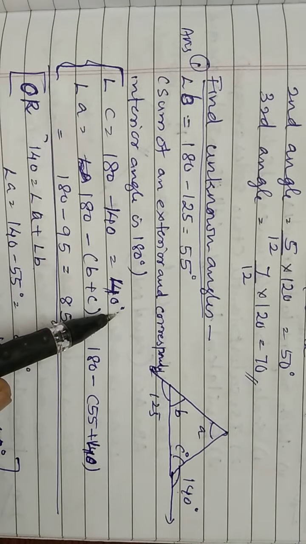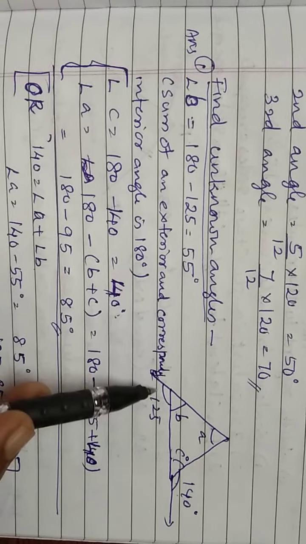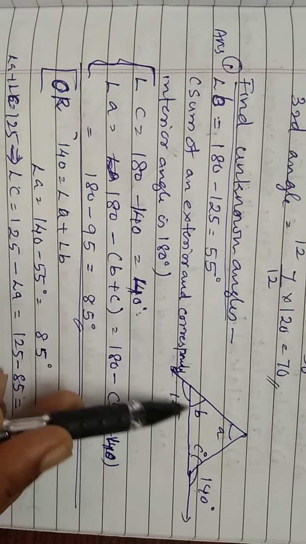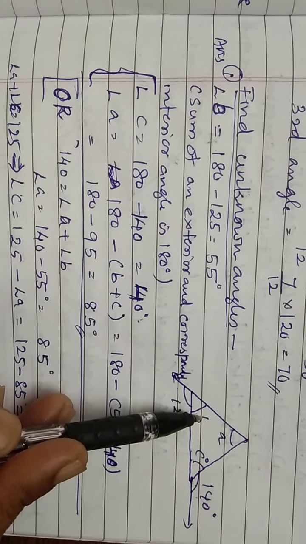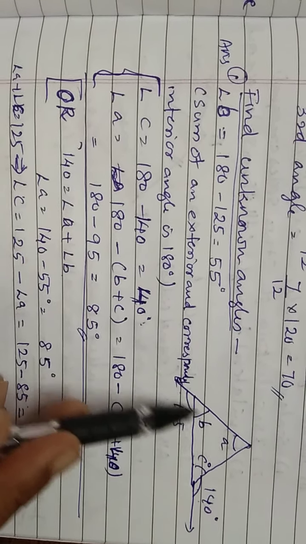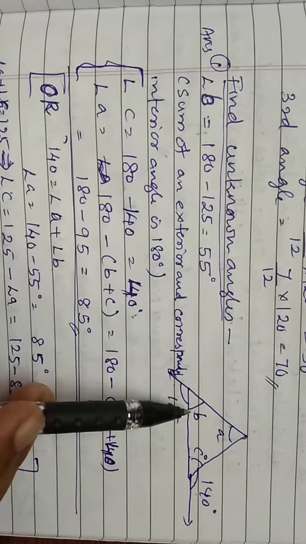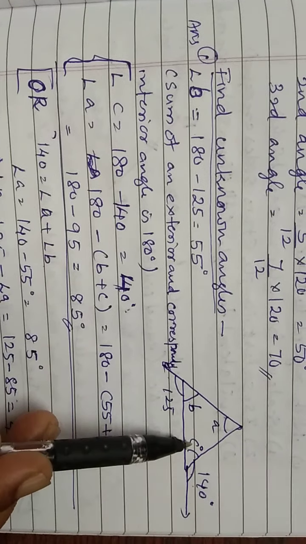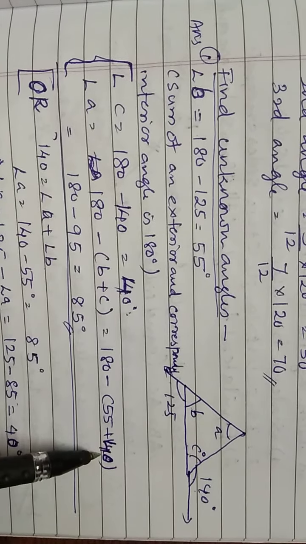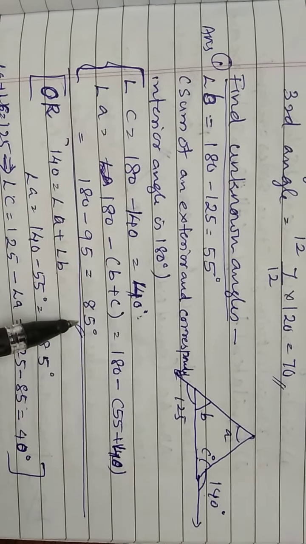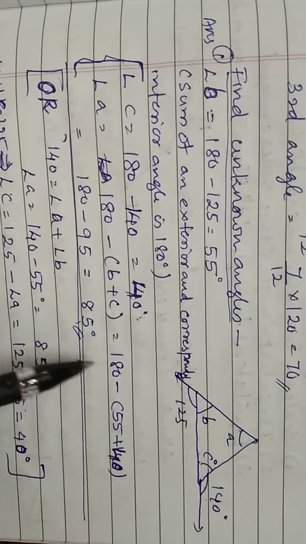Now we can find angle A. Here another angle is also given, 125. Using the same statement we can find angle B also. The sum of the exterior angle and its corresponding angle is always 180. 180 minus 125, we get B as 55. We got B as 55 and C as 40. Now we can find angle A. 180 minus 55 plus 40, that is 180 minus 95. Angle A equals 85. Just like this you can find each angle.